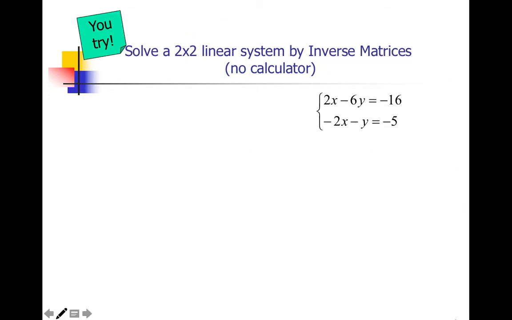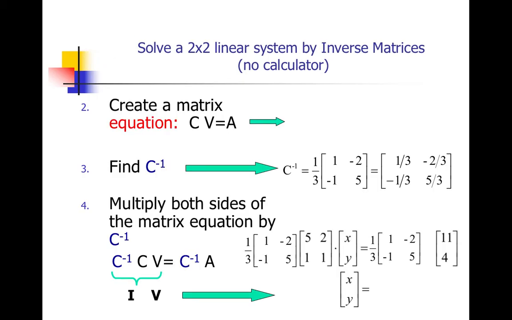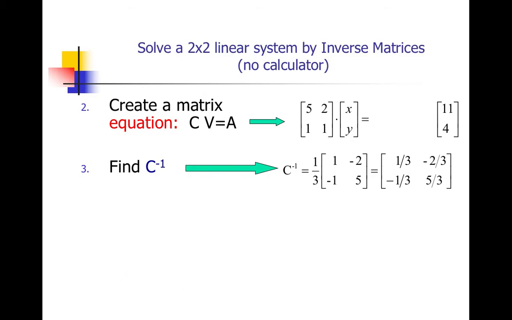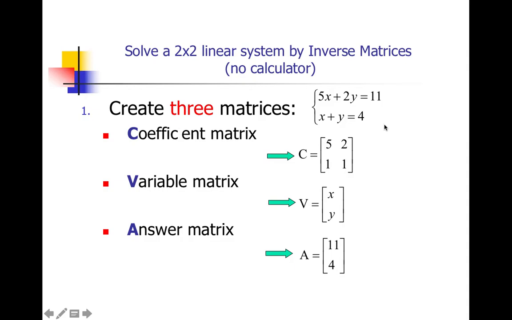All right, you try. So again, I could solve this system using algebra. Oh, I forgot. I wanted to make sure that if I'm claiming that this answer is 1, 3, it better be true that 5 times 1 plus 2 times 3 is equal to 11. Is it? Yep. How about 1 plus 3? Is that equal to 4? Yep. Simultaneous point of intersection.